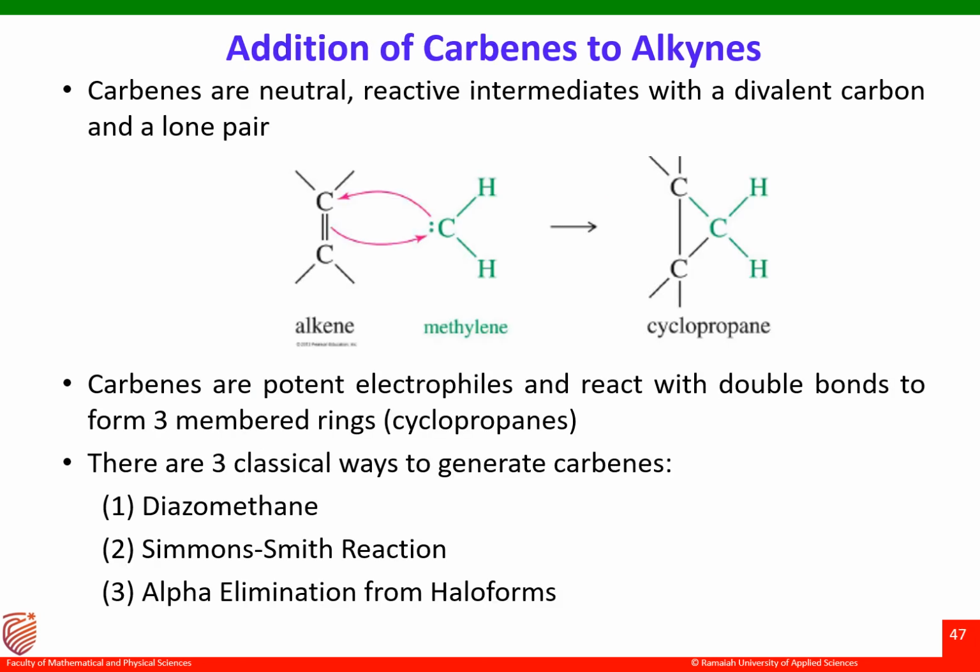Addition of carbene to alkyne is also an example of an addition reaction, wherein we get a cyclopropene ring which is unstable and which opens up further. There are 3 classical ways to generate carbenes. Please note: diazomethane, the Simmons-Smith reaction, and alpha elimination from haloforms. Right now I am not discussing them.